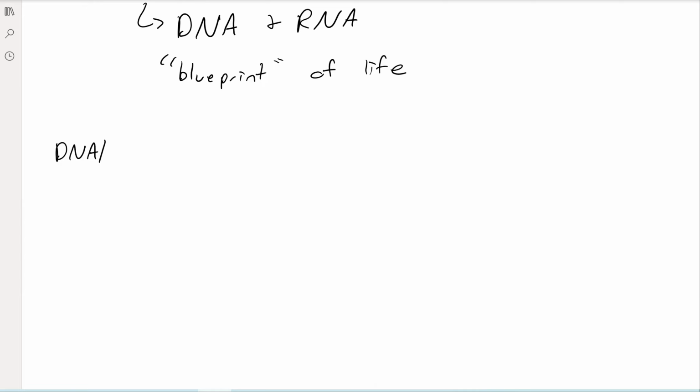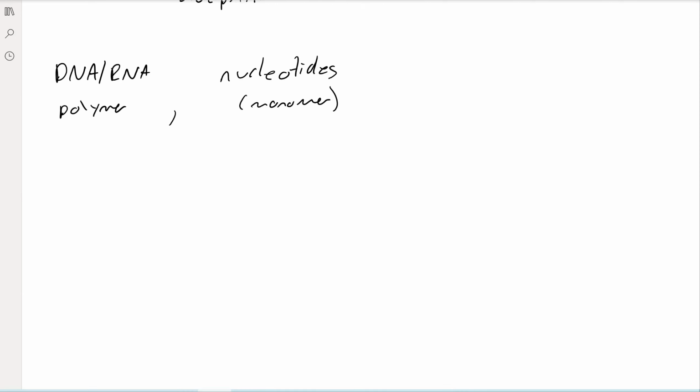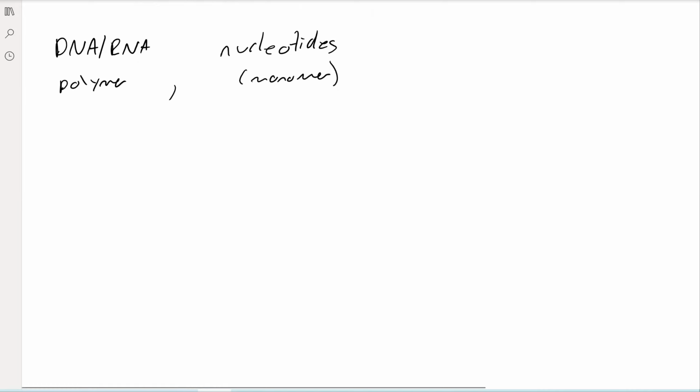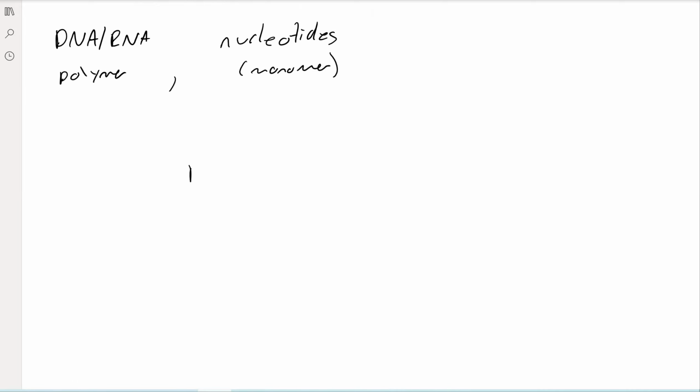So the DNA and RNA specifically refers to the polymer version. So we're talking about a whole bunch of nucleotides. Those are going to be our monomers, the same way proteins were made out of amino acids. These DNA and RNAs are made out of nucleotides. So there's three major components to the nucleotide.